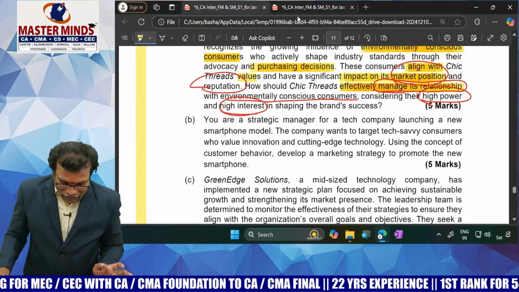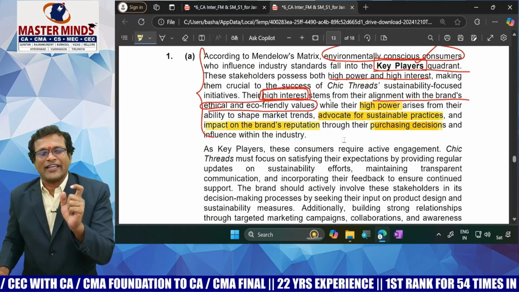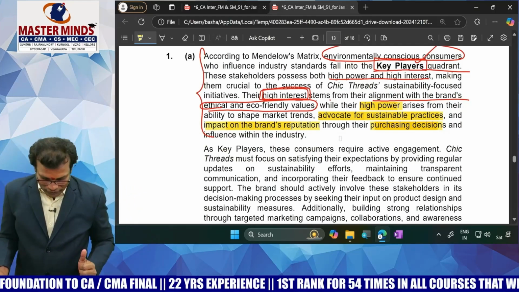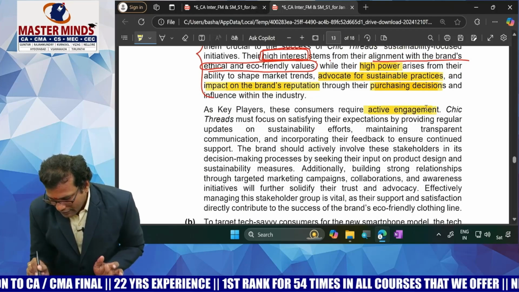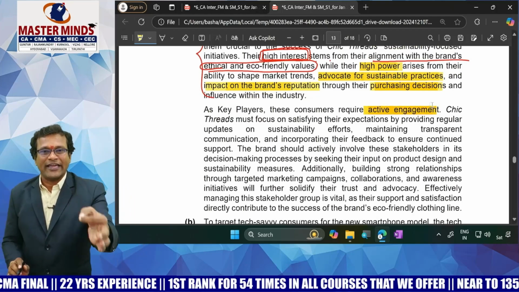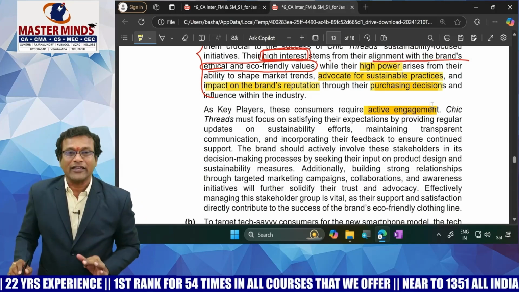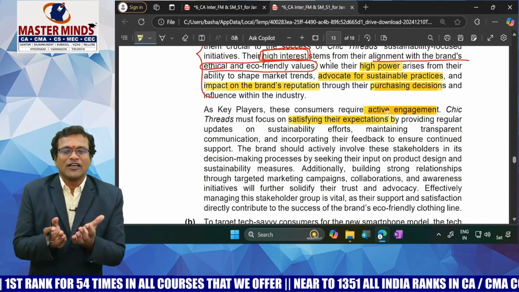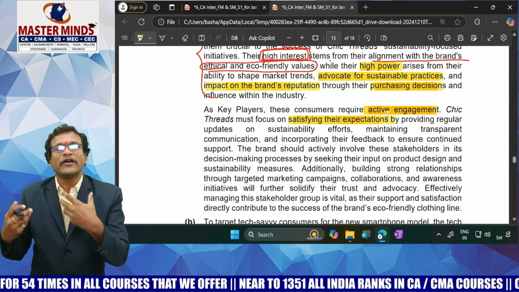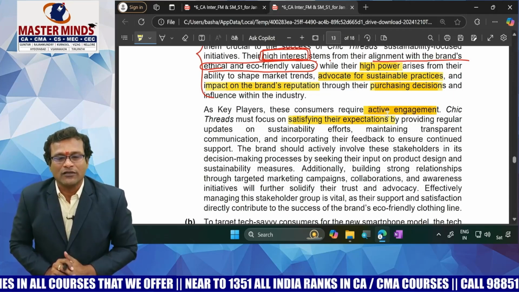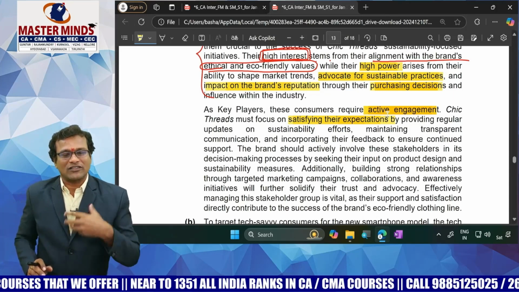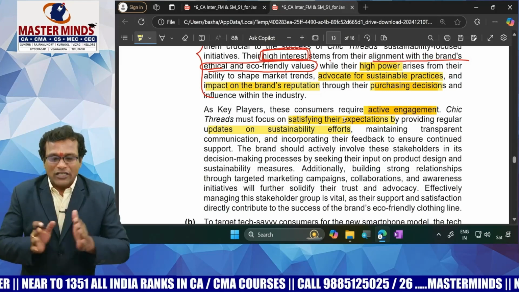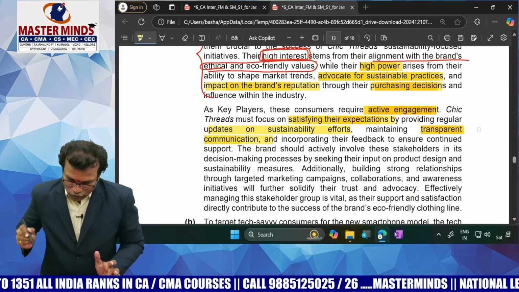Now look at the explanation of how to maintain the relationship. If you ask me for just one line, just be in touch with those consumers. Try to gain the trust of those consumers. Look at this beautiful word: as key players, try to be in touch with those consumers. Active engagement. These consumers require active engagement. You have to satisfy their expectations. How can you satisfy those consumers? Give some regular updates. Which new product are you trying to launch in the market in the near future? How safe it is with respect to the environment, how sustainable that product is. You have to give some updates on sustainable efforts. Have honest and open communication. You can gain the trust of those consumers, right?